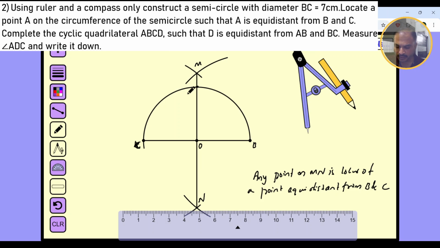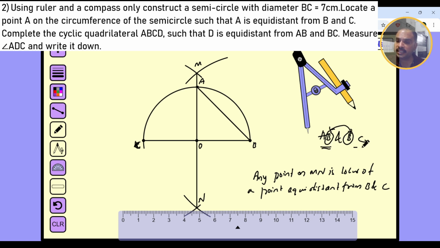Should I name it with a particular letter? Locate a point A. Yes, they are asking us to name it as A on the circumference of the semicircle such that A is equidistant from B and C. Now complete the cyclic quadrilateral ABCD. ABCD is a cyclic quadrilateral. So I will connect in the order A to B, B to C, C to D. I need to connect. Now I need to identify where D is such that D is equidistant from AB and BC. Now see here. So AB and BC. See what is the common letter over here? Common vertex is B, right?